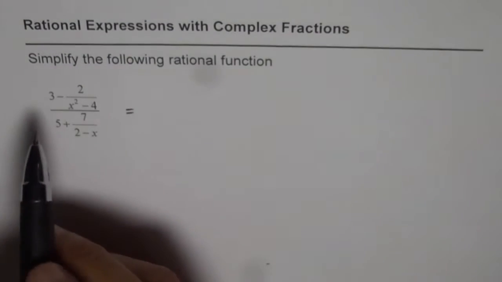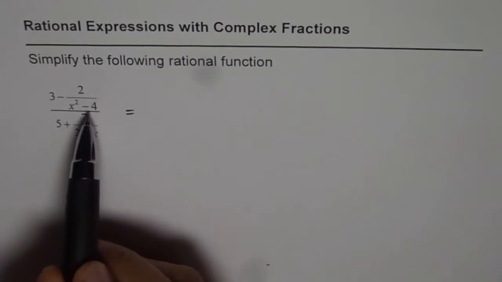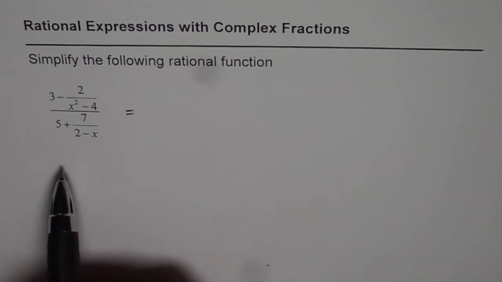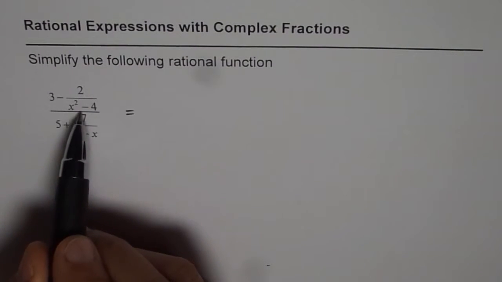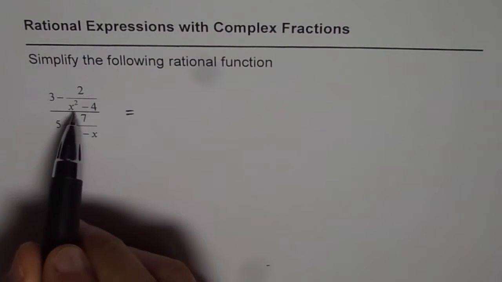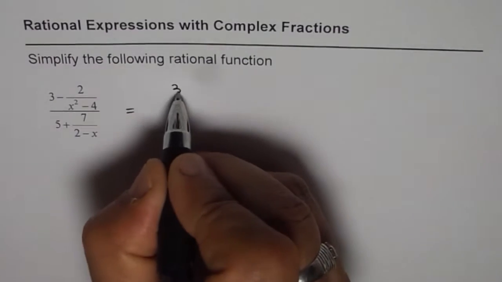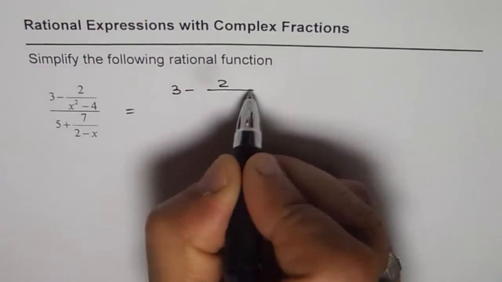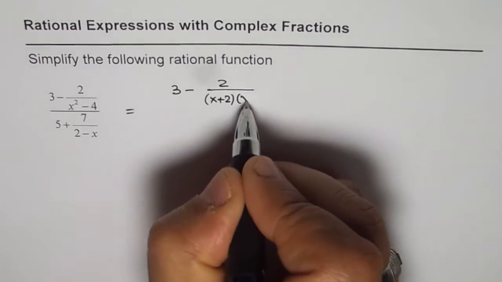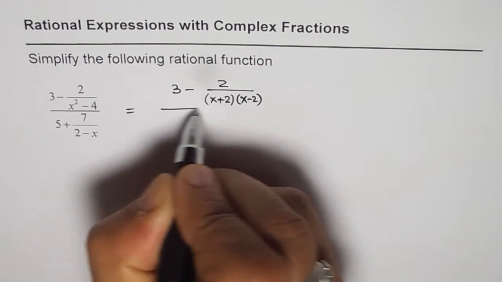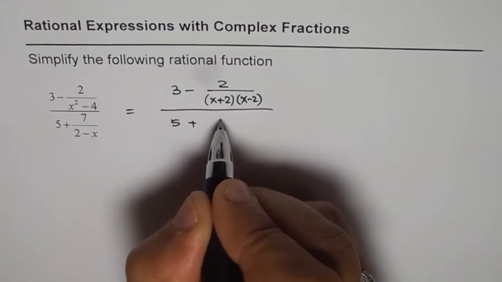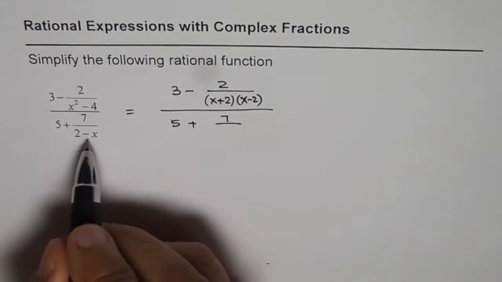So the question given to us is 3 minus 2 over x squared minus 4 divided by 5 plus 7 over 2 minus x. So let's rewrite the numerator after factoring, right? So we get 3 minus 2 over x squared minus 4, which can be written as x plus 2 times x minus 2. Now here in the denominator it's already factored, so it is 7 over 2 minus x.